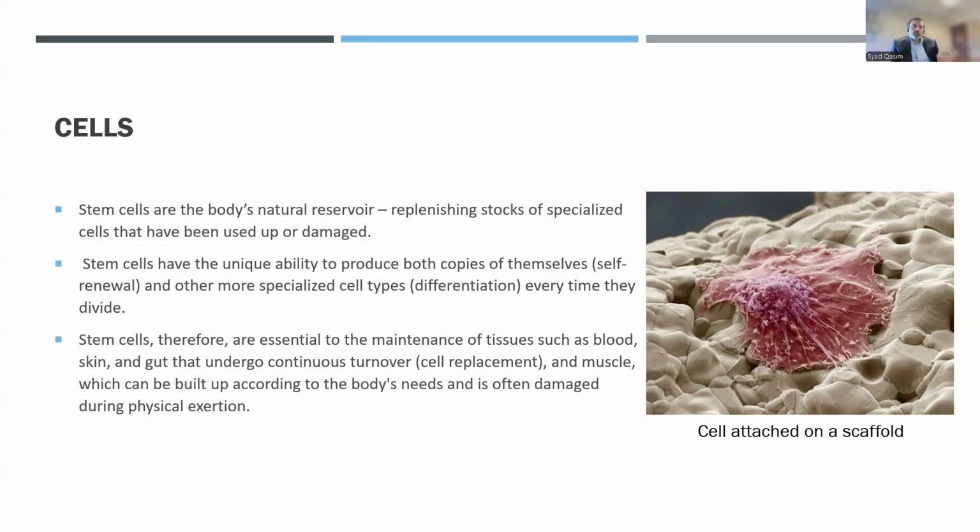You can derive them from bone, hair follicle, or blood, and you can differentiate these stem cells into different lineages. Now you should start to use these terms; you're a PhD student. You can differentiate stem cells into different lineages: they can become a fibroblast, a keratinocyte, a bone cell, muscle tissue, or even a nerve cell. So stem cells are the body's natural reservoir, replenishing stocks of specialized cells that have been used up or damaged. They have this thing inbuilt in them that they are able to differentiate.